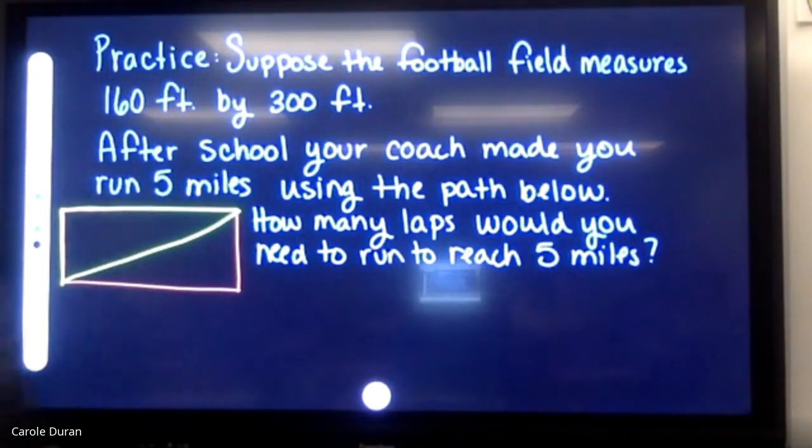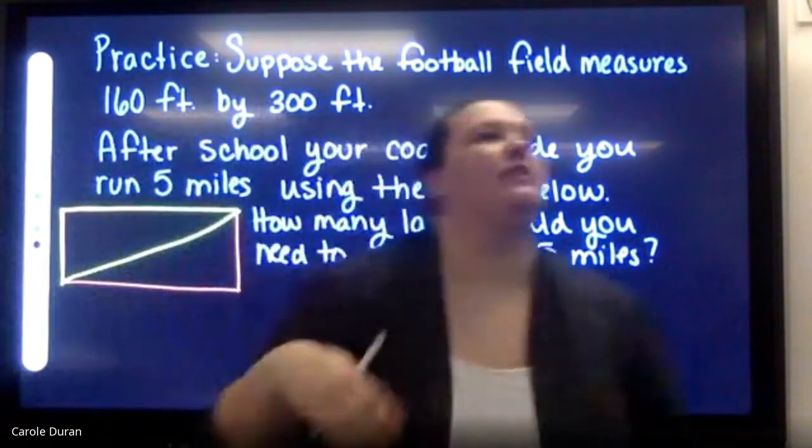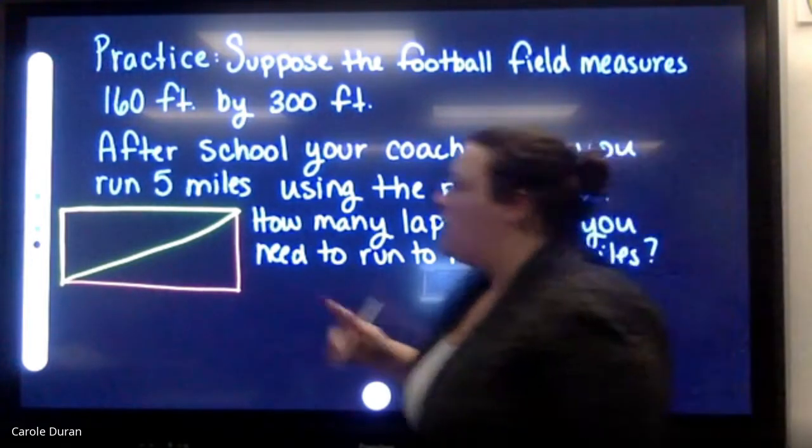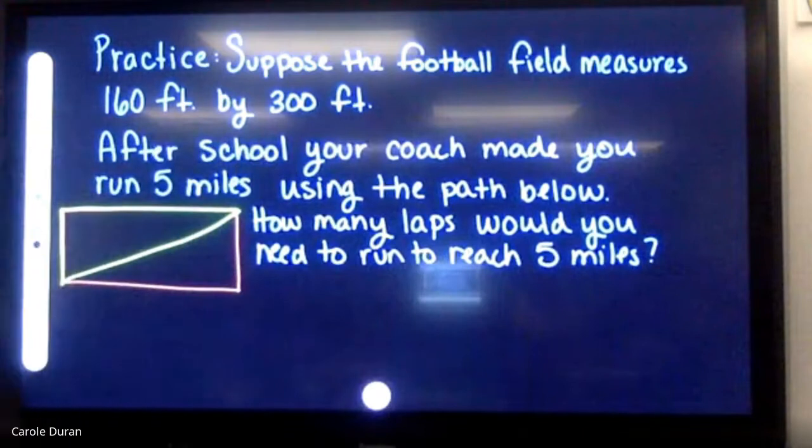So this story problem says, suppose that we have a football field that measures 300 feet by 160 feet. After school, you did something terrible. So your coach says that you have to run 5 miles along this yellow path. The question we are asking is how many laps along that path would you have to run to reach your goal of 5 miles? So let's let everybody write it and draw the picture, and then we will kind of talk our way through this.